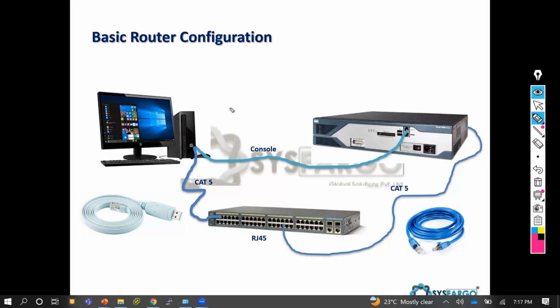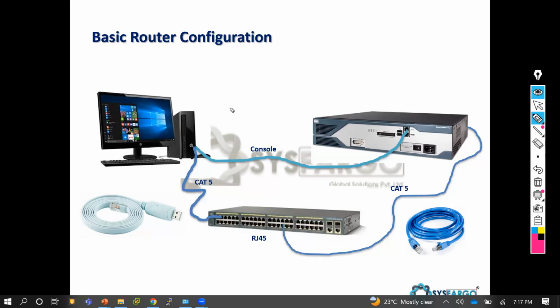This is my laptop. From this laptop, see, this is the router. You can see I have taken a 1841 series router here. This is the console cable I have connected to my laptop, and I have connected the other end to the console port here. Now I'm going to access this router.